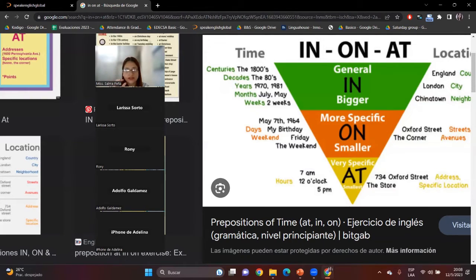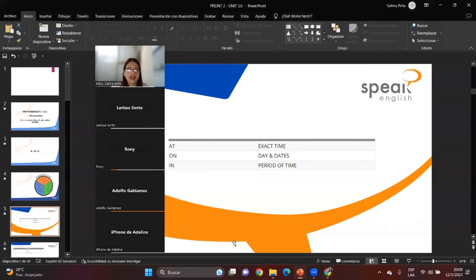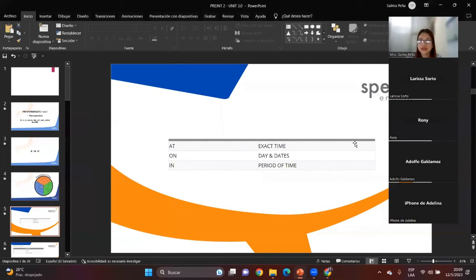It's smaller than in, but it's still general. Like, talk about days and weekend. Two days, the weekend. That could be a smaller period of time. On is more specific. But if you want to be very, very specific, you use at, and you only use it to talk about hours: at 6:30, half past six, twelve past two, 12 o'clock, 5 p.m., 7 a.m. We use it to talk about time. Now, let's see how we can use it with examples.